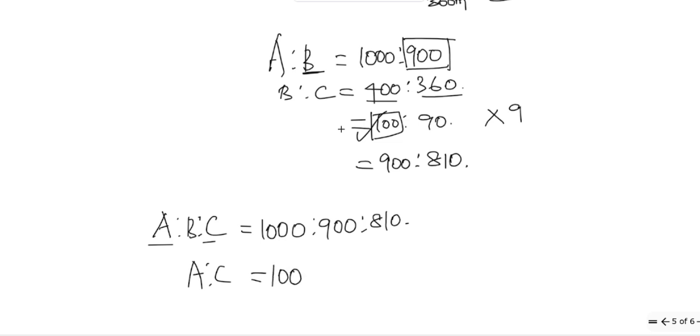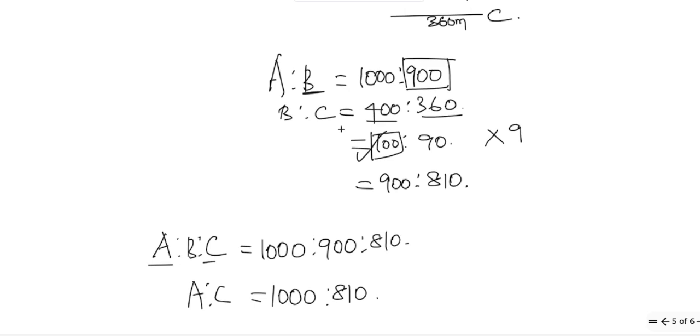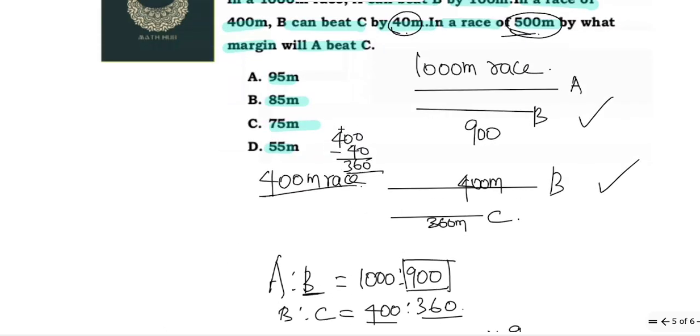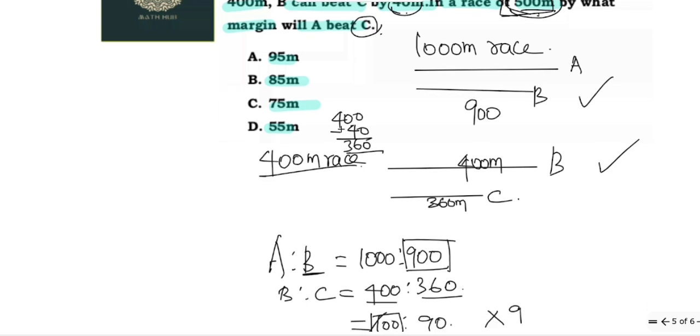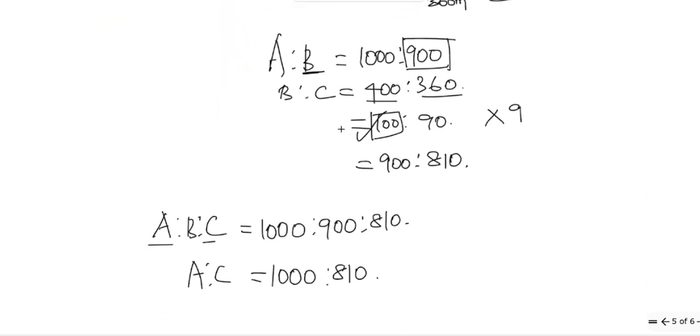Anyway, the question is on A is to C. So 810, and they are asking about 500 meter. So in a race of 500 meter, A is covering 500 meter as usual. If it's so, C would be what? Now, half of 1,000 is 500. So divide by 2 throughout. That will give us 500 is to 405.